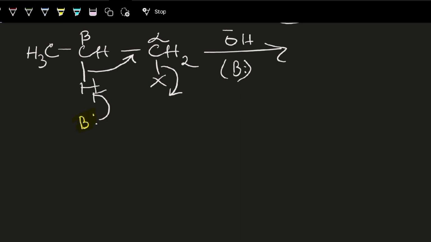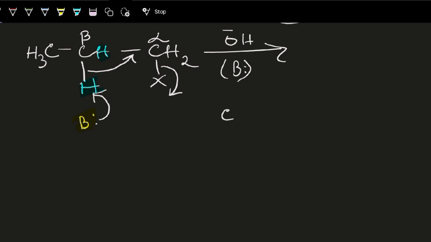This abstracts the acidic hydrogen, and we have two acidic hydrogen over here. This is one acidic hydrogen and this is another acidic hydrogen. That will abstract the acidic hydrogen. There will be a formation of a double bond between alpha and beta, and X will be released as X minus. So let us see the major product.